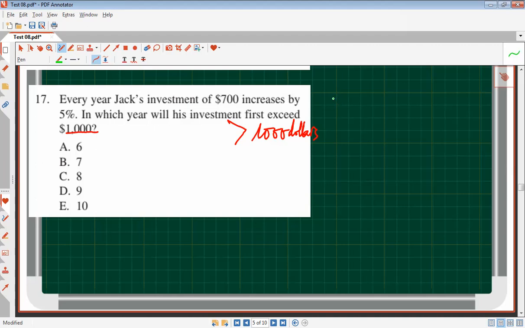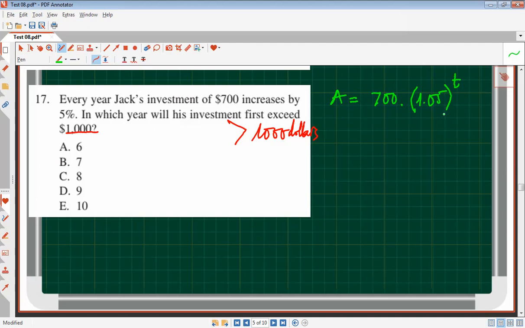We call A the investment object. We have A equal to 700, the original money, times 1.05 raised to the power of t.